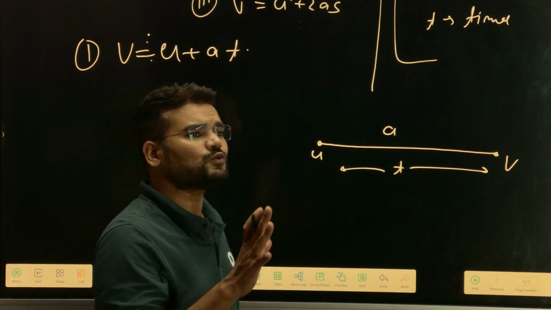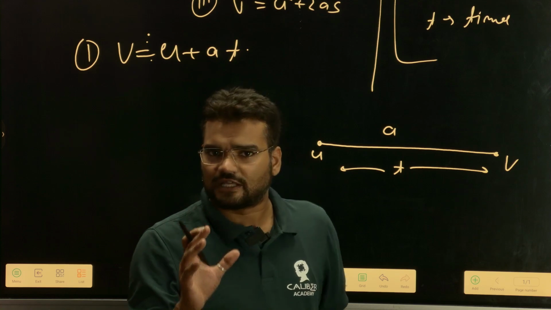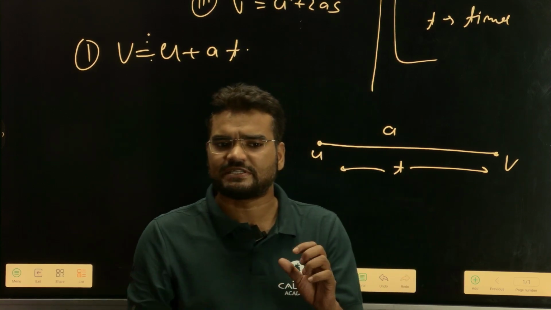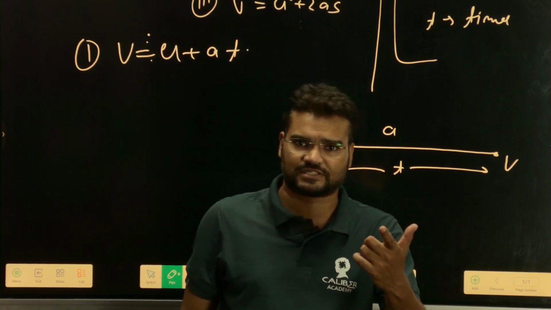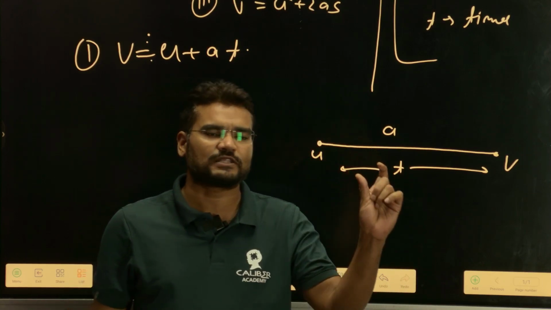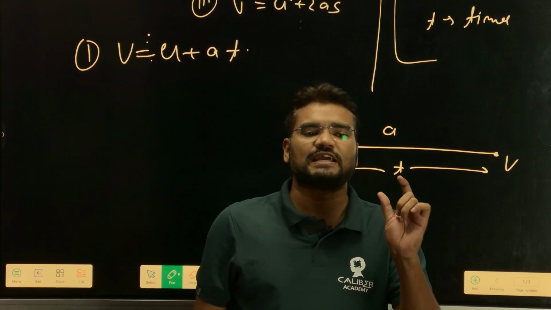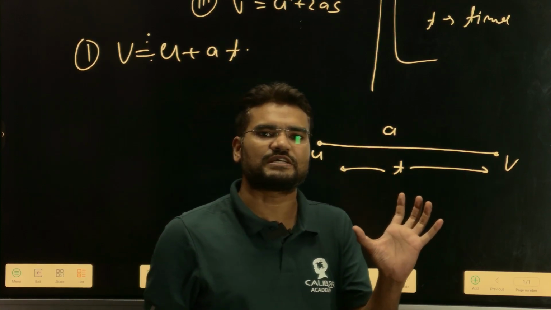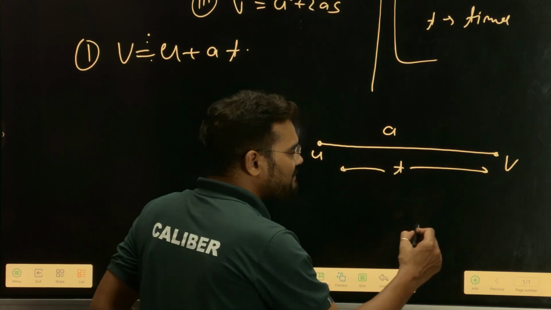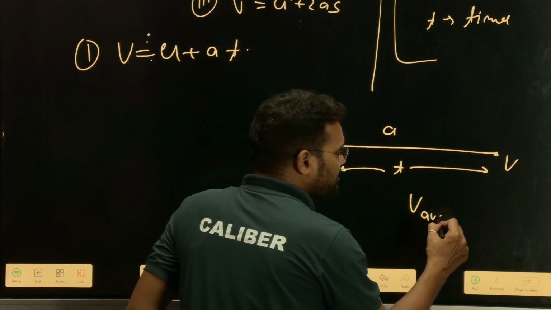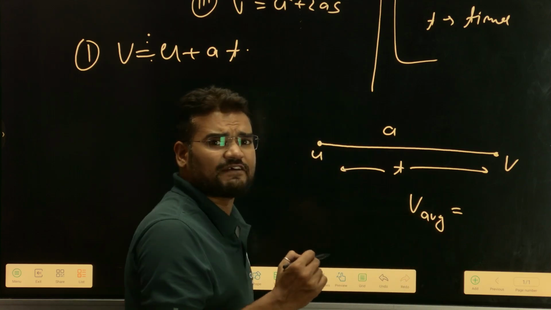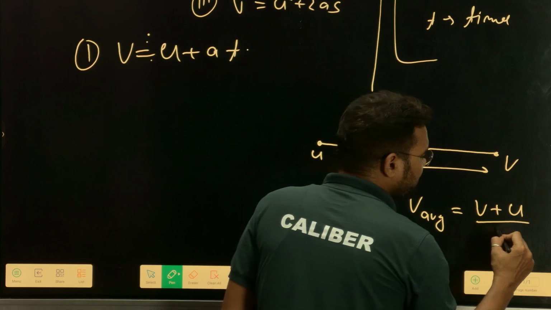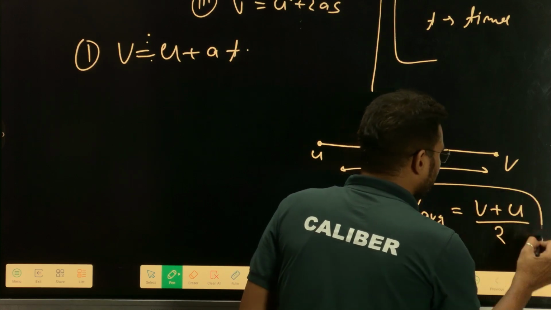Whenever we will talk about whole motion, we will always talk about the average velocity, not the velocity. Velocity can be termed as instantaneous. So if we move from one place to another place, the velocity at every instant can be different. But when we are supposed to measure the velocity throughout the motion, we always calculate V average. So what is the V average in uniform motion? That is V plus U by 2. This is the first concept we are going to use.